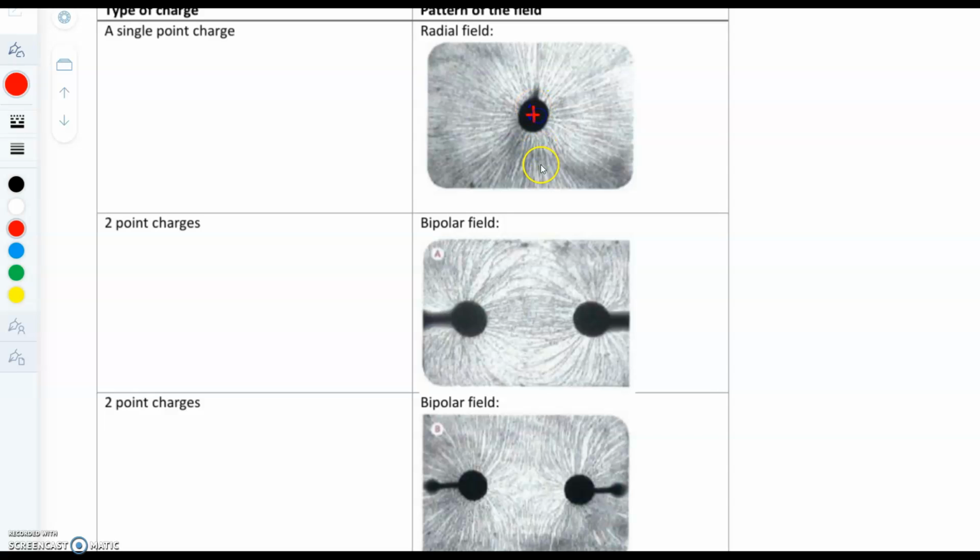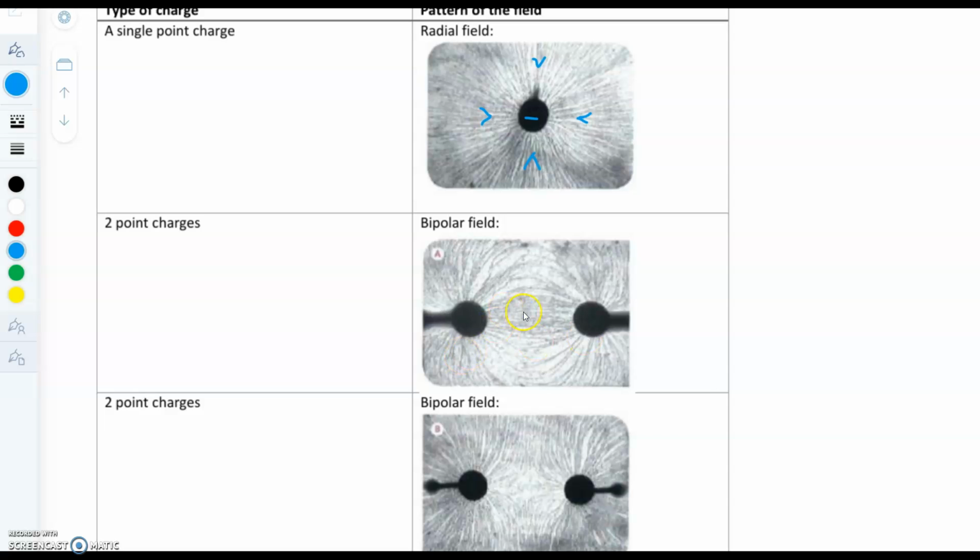Should this be a positive charge, we will have to assume that the sense of the field lines will be pointed away from the charge, which is similar to what we saw when we wanted to draw the field vector. If this one, however, is a negative charge, like so, we would have to assume the field lines are pointed towards it, very similar to what we saw when we were drawing that vector.